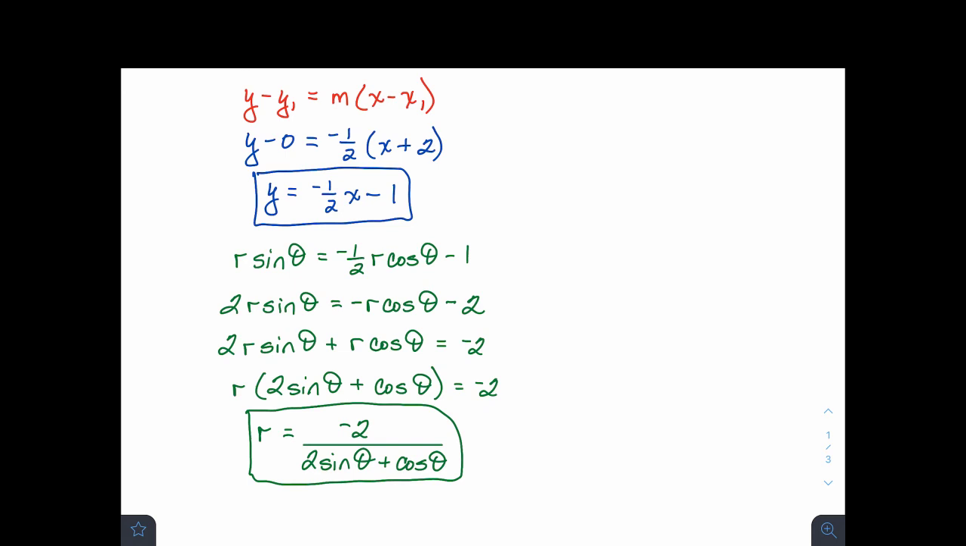So now, one thing you could do is graph the original r function on your calculator. You can now also graph this tangent line equation in polar form, and you will actually see the tangent to the curve at the point where theta equals pi.